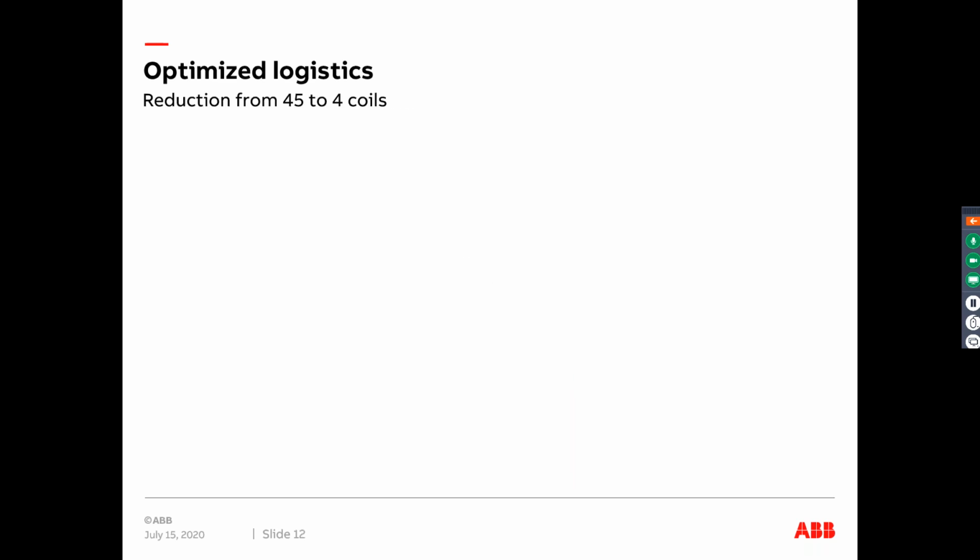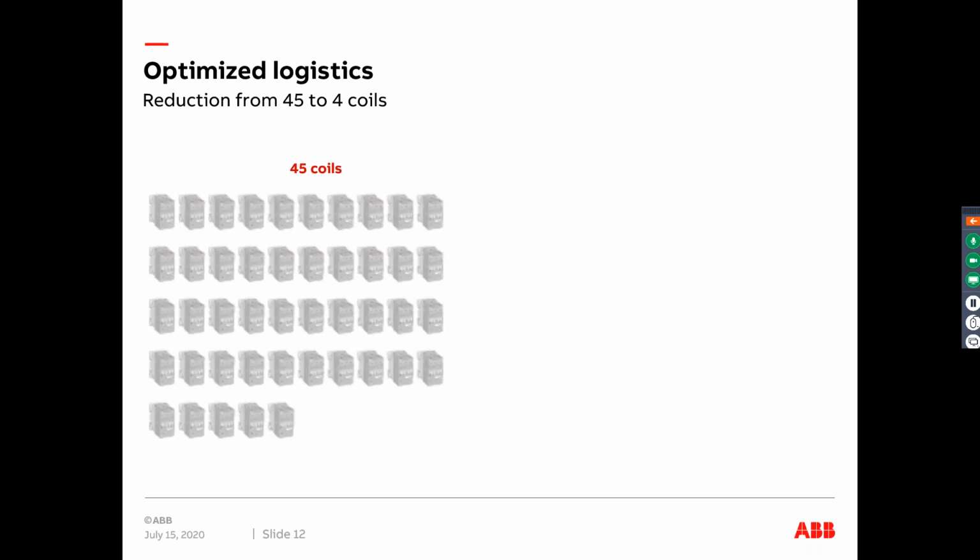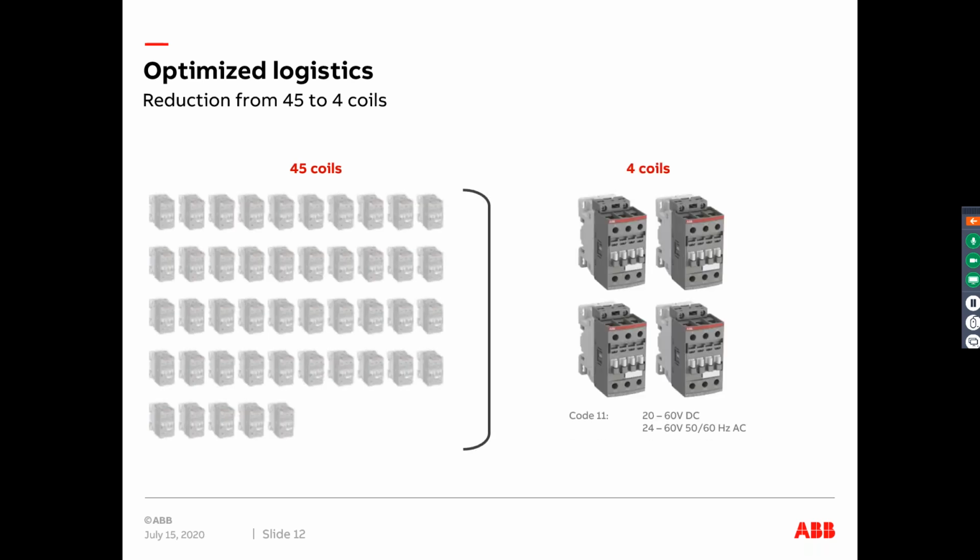Because of the electronic coil, 45 coils are now reduced to just 4 of them. For example, you have a 9 ampere contactor that had around 45 different coils: 24 volt AC, 24 volt DC, 60 volts, 48 volts. I mean, the list goes on. So there are 45 in total that have now been reduced to 4 coils. On the screen you can see there are only 4 coils.